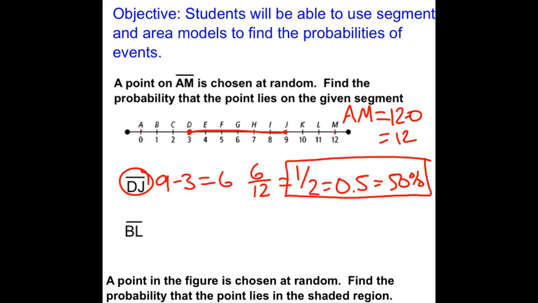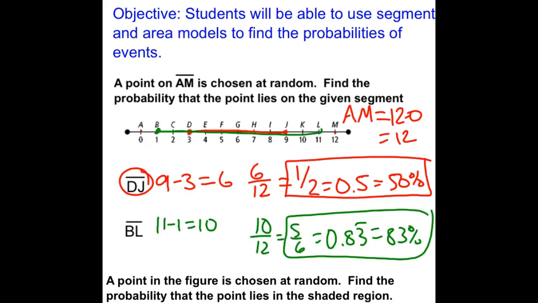Pause the video and do the same thing with BL. I get BL to be 10. I go 10 divided by 12, simplifies to 5/6. Get 0.83 repeating, or 83%.